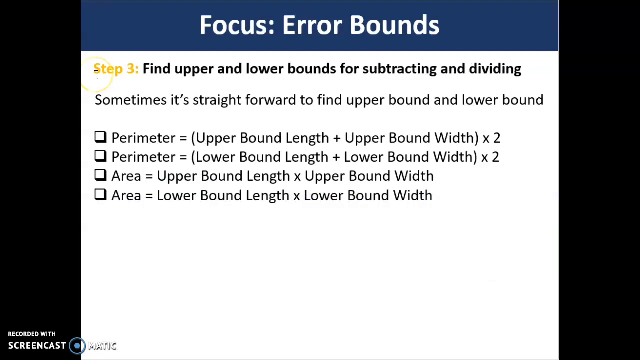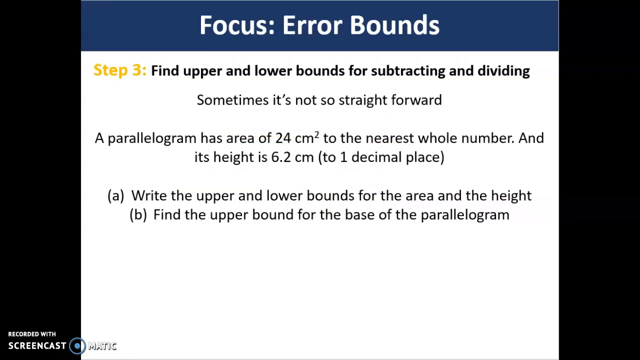Okay, step 3, which is a little bit challenging. You got to find the upper and lower bounds for subtracting and dividing. Now, it's usually straightforward when you talk about perimeter and area, when you talk about adding or multiplying. You usually work with upper and upper, lower and lower. But in this case, sometimes it's not so straightforward. Let's say you have a parallelogram of 24 centimeters squared, and its height is that. Now, the very first thing they'll ask you, if they're nice, is to write the upper and lower bound, and then finally find the upper or lower bound for the base of the parallelogram.